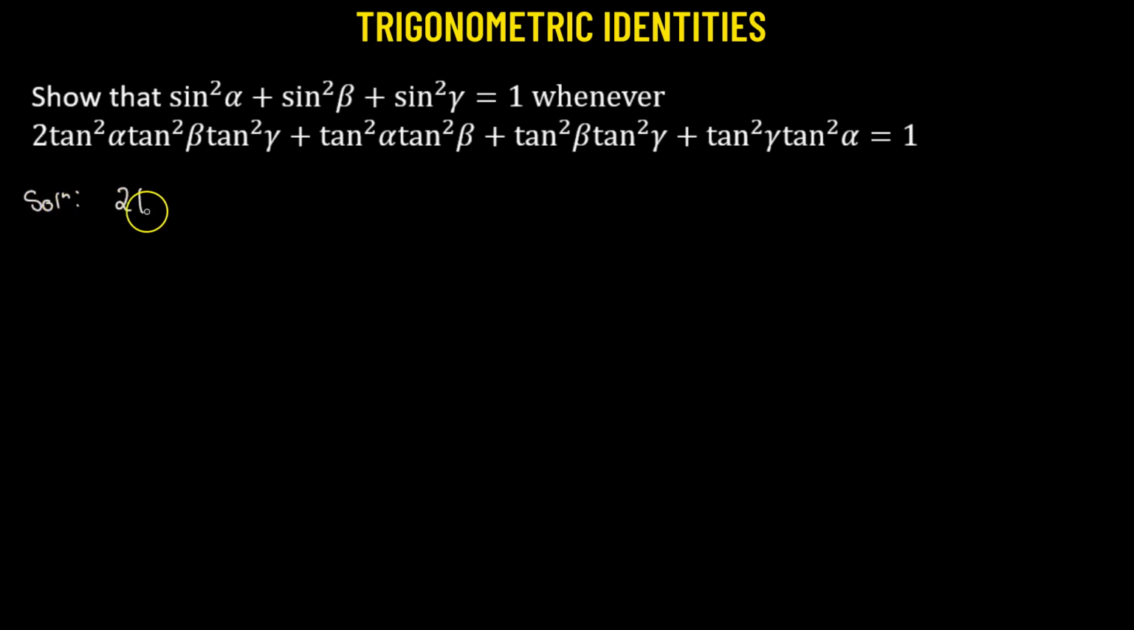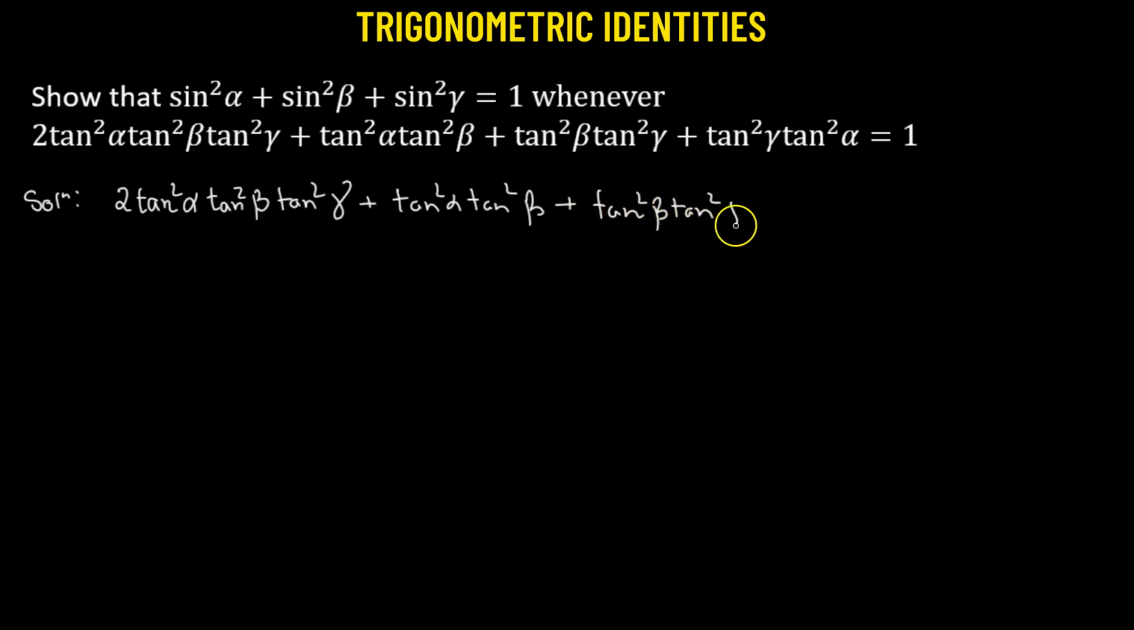So here we are provided with the expression 2 times tangent squared alpha times tangent squared beta times tangent squared gamma added to tangent squared alpha times tangent squared beta plus tangent squared beta times tangent squared gamma plus tangent squared gamma times tangent squared alpha. So this value is equal to 1. Now what we're going to do is divide each term on both sides by tangent squared alpha, tangent squared beta times tangent squared gamma.